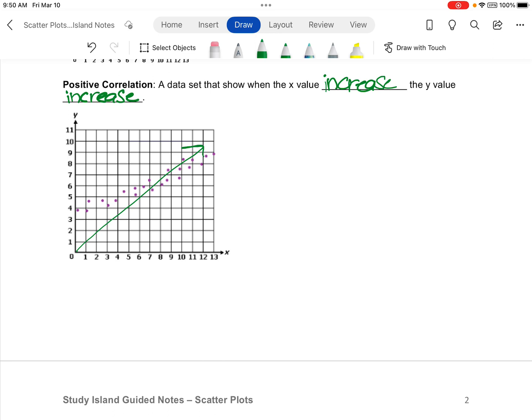Okay, if you look at some of these points, we have like 1, 3, 7, 6.5, and like 13, 9. So as you can see, your X's are getting bigger, 1, 7, 13. So are the values for Y, 3, 6.5, 9. Those are all getting bigger.